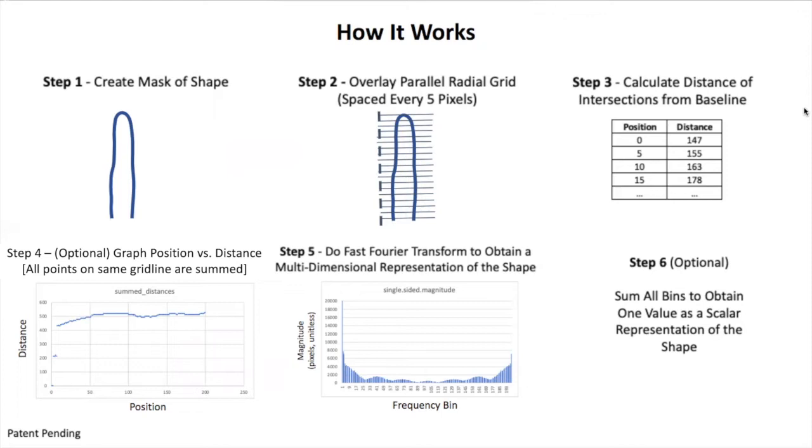After that, we have an option to linearize the data if desired. If a grid line intersects the outline of the object multiple times, all the distances on that grid line are summed into one value. Finally, in step 5, we perform a fast Fourier transform on the data from step 4 to create a frequency plot that is a multidimensional representation of the original shape. In step 6, we have the option of creating an index that turns the frequency plot into one scalar value representing the shape that we started with.